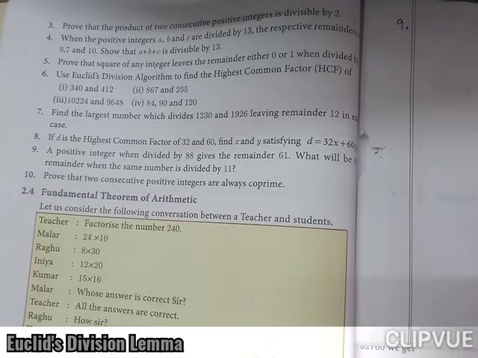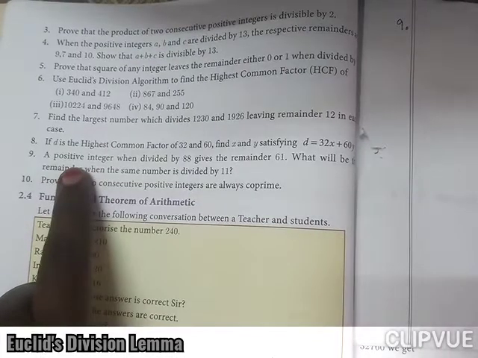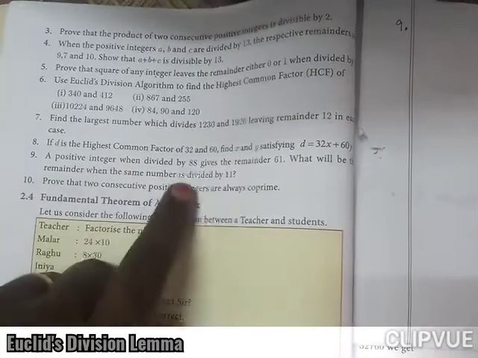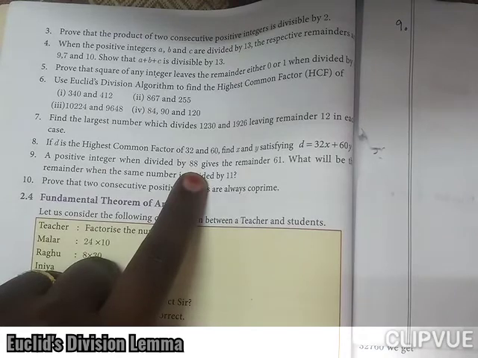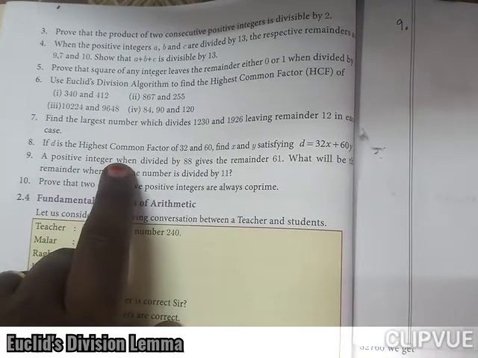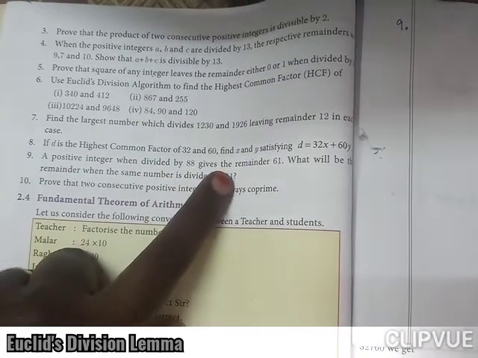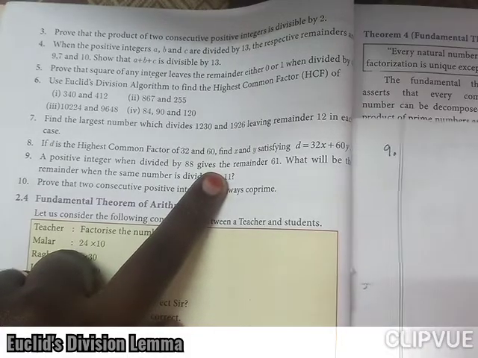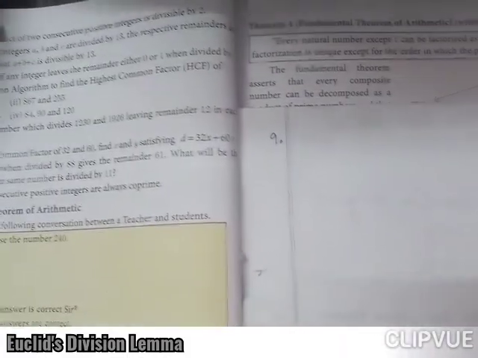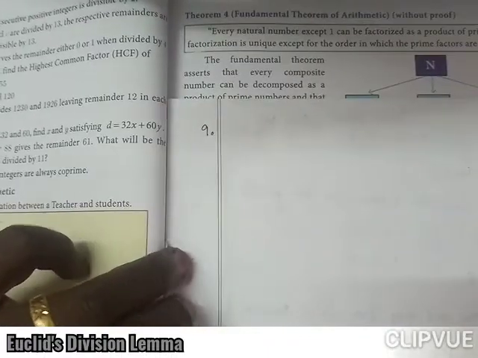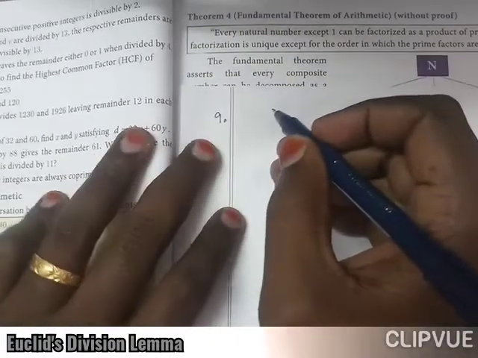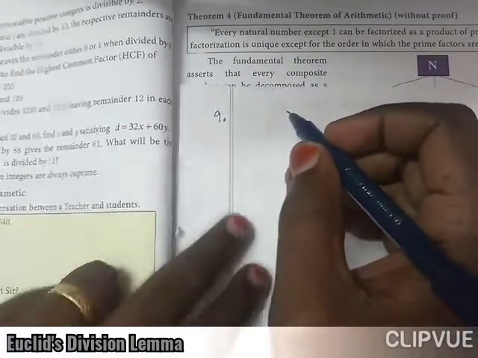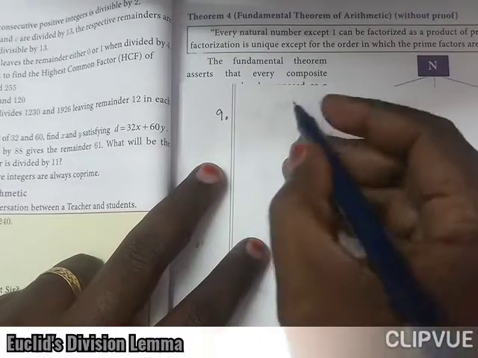Exercise number 2.1, question number 9. The question: a positive integer when divided by 88 gives the remainder 61. Listen, according to the first condition, a positive integer divided by 88 gives the remainder 61.